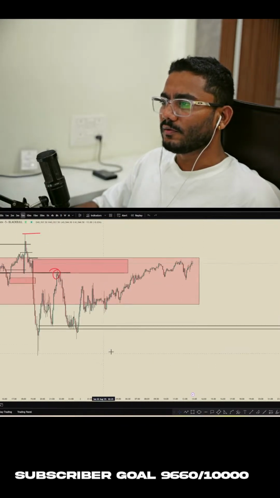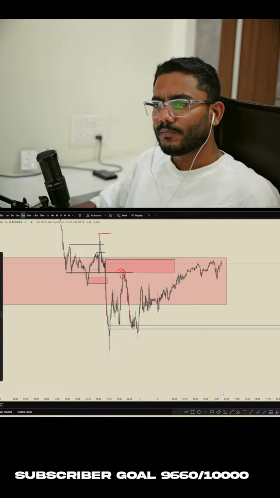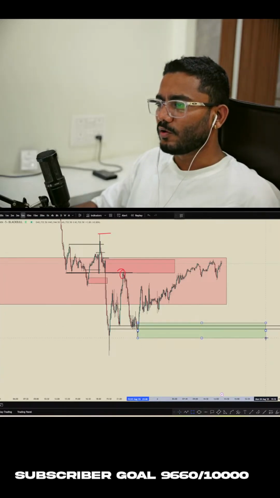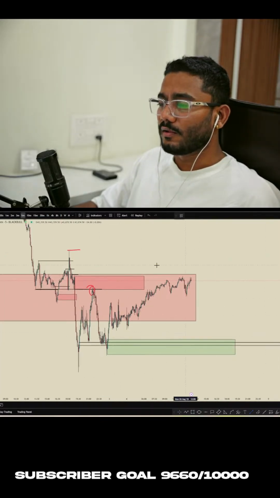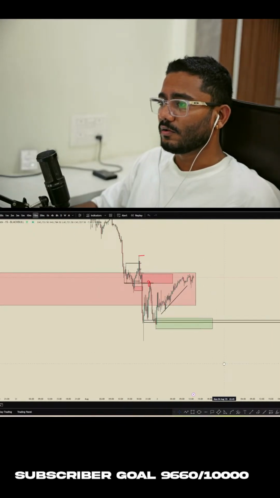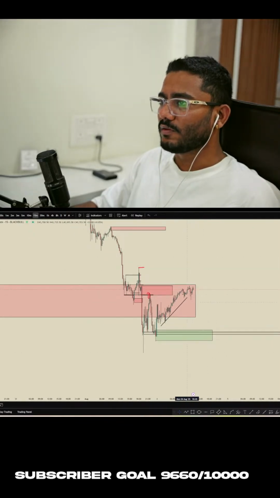On US 30, right now there is no liquidity, but we can use this order block as our POI, and here we have this trend line liquidity. So let's see. For today, we will use this setup.